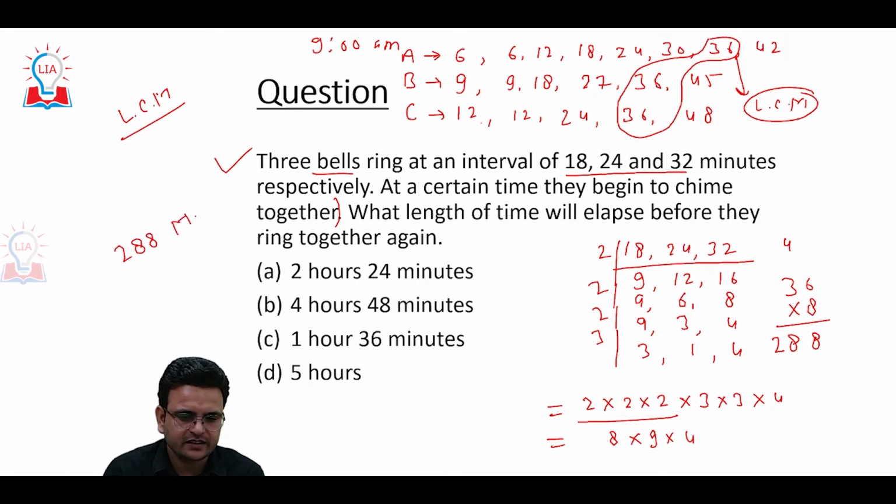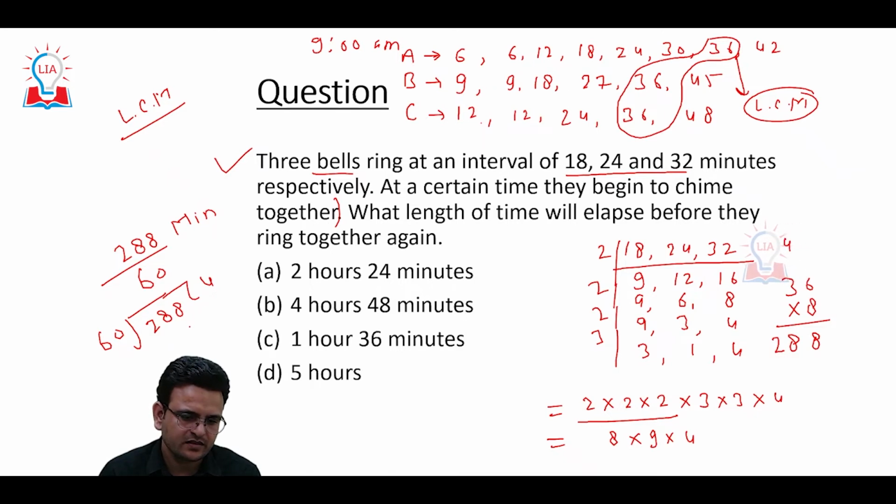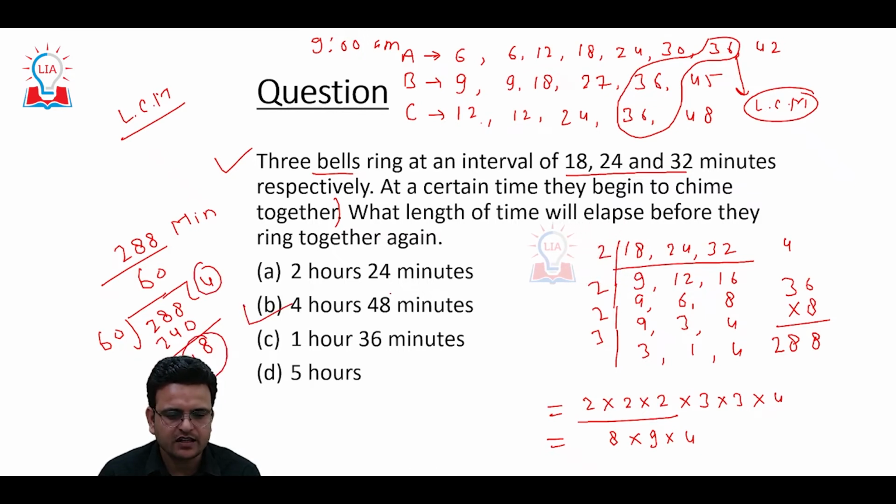After 288 minutes, we can convert it into hours, so we can divide by 60. 288 divided by 60: 4 times 6 are 24, so we have 48 left. So 4 hours 48 minutes. So the answer will be B.